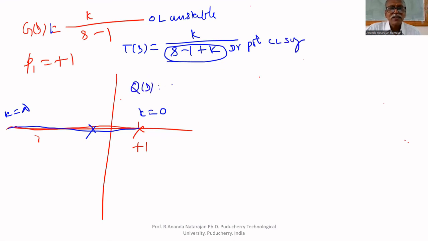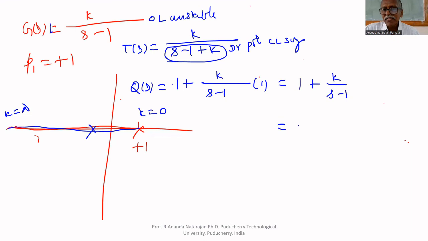Find Q of S. Q of S equals 1 plus K upon S minus 1, multiplied by 1. That is equal to 1 plus K by S minus 1. If you take the LCM, you will get S minus 1 plus K. Q of S is the characteristic polynomial.